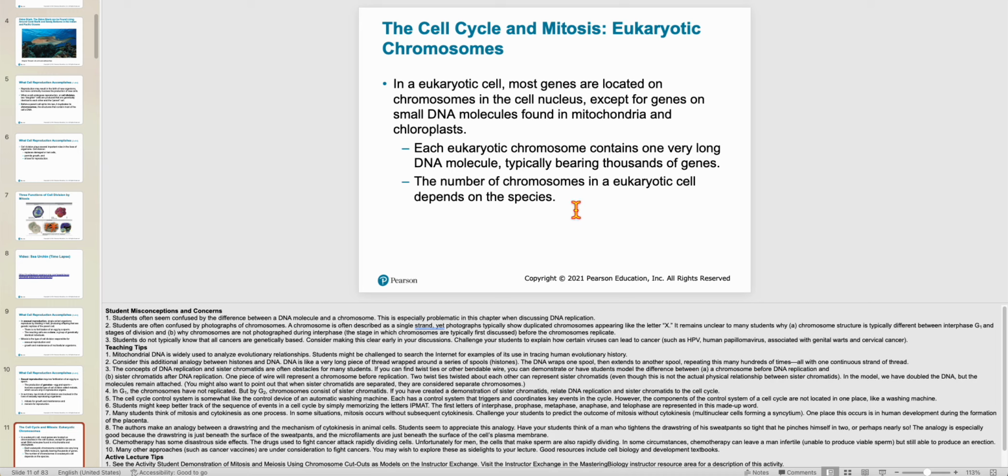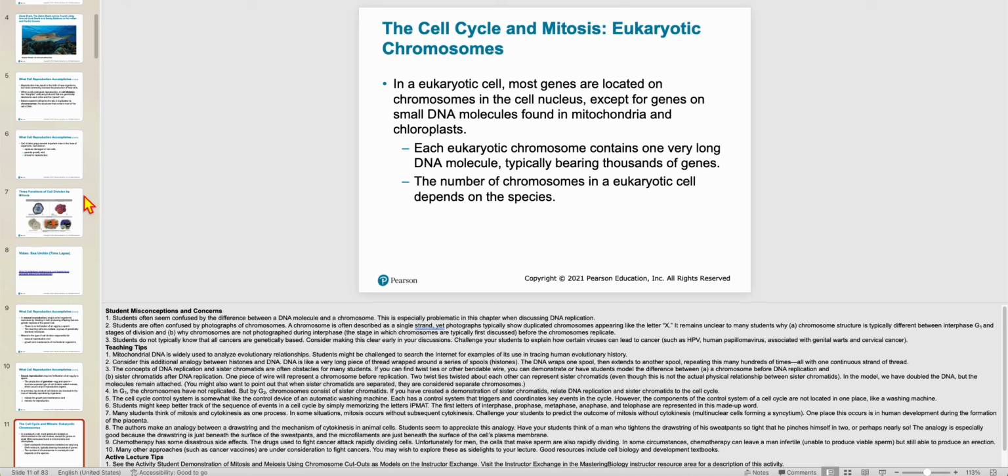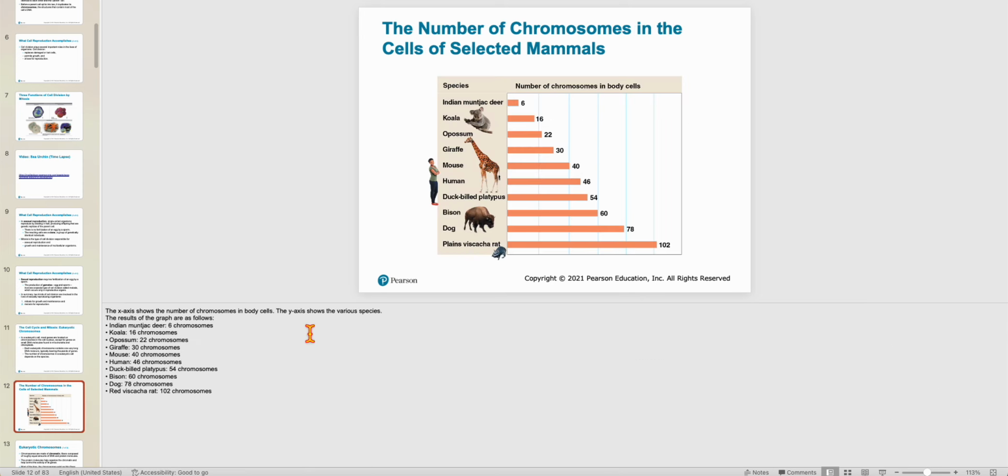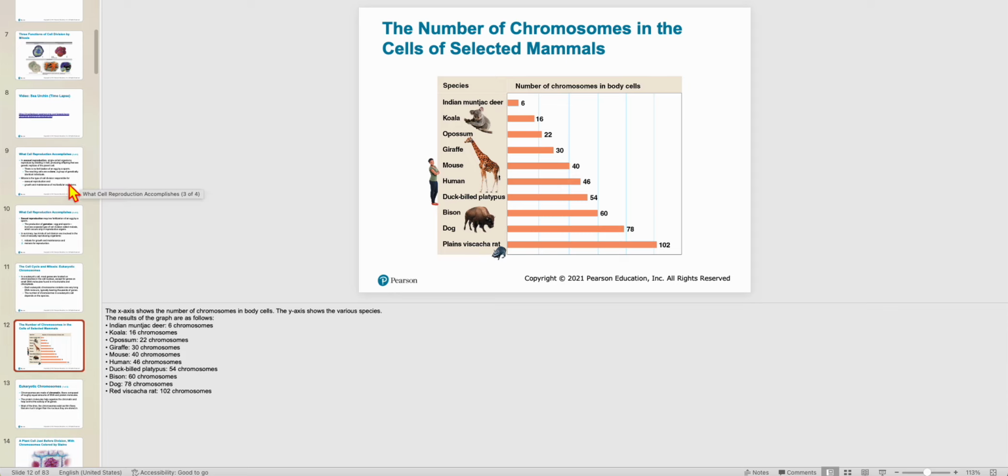So the number of chromosomes does not dictate the complexity. Okay? Having said that, here's the slide that it goes with. Here's a koala that has 16 chromosomes, a giraffe that has 30, a mouse that has 40, a dog that has 78. So as you can see, the number of chromosomes does not dictate the complexity of the animal. Even this rat here down at the bottom has 102. So you can see it's not the number of chromosomes. It's what's in the chromosome that matters.